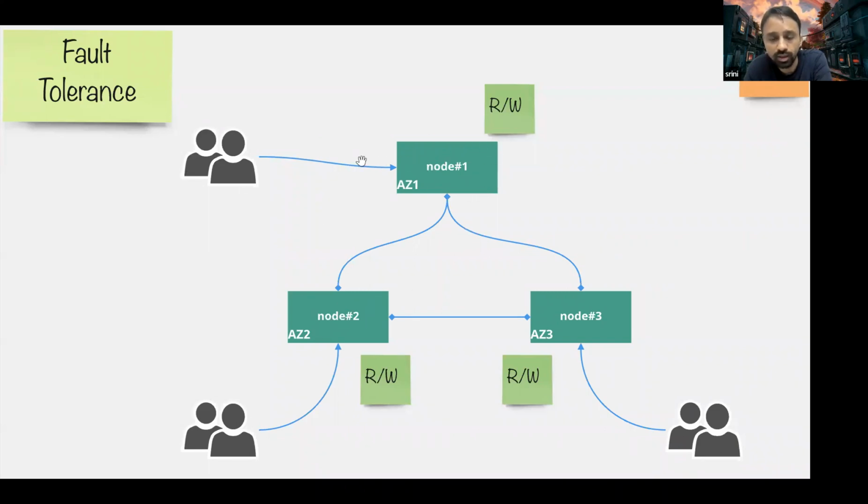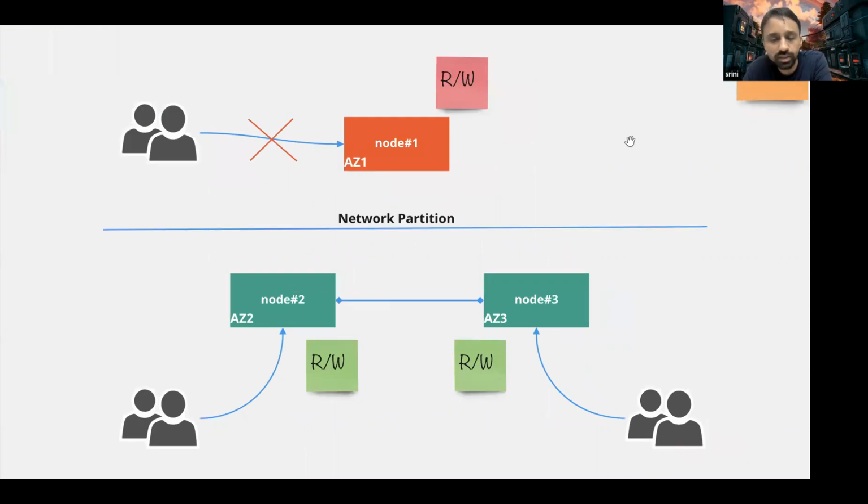And in this case, all the nodes in the cluster are connected, so it would continue to serve read and write traffic without any disruption. Imagine a network partition, right? Which can happen in any distributed system per se, right?